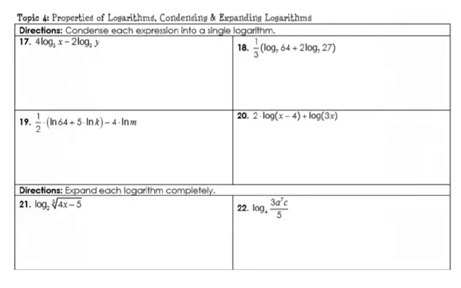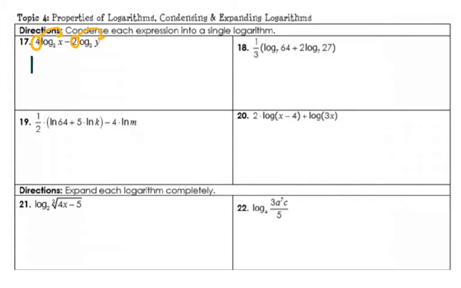Alright. Then we also did properties of logarithms. So we condensed and we expand. So remember, condense means making it smaller. You would only have the word log written once. And expand means to expand it, so you make it bigger. Okay, so for number 17, remember that anytime you see a number in front of the word log, we're going to rewrite that as an exponent.